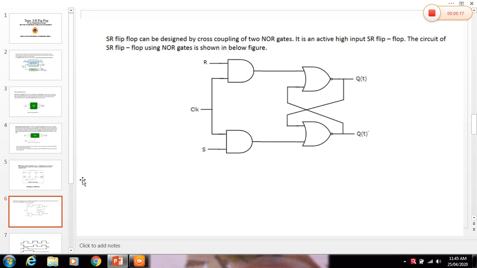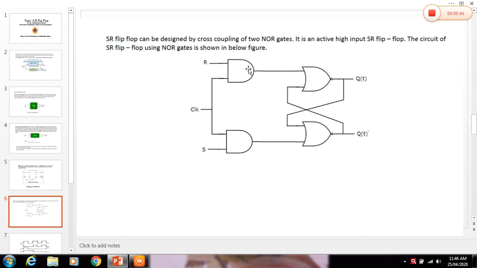As it is very clear, here we have used two NOR gates. As NOR is a universal gate, we prefer NOR or NAND gates. As shown in the diagram, the output of the first NOR gate goes to the input of the second NOR gate, and similarly, the output of the second NOR gate becomes the input of the first NOR gate.